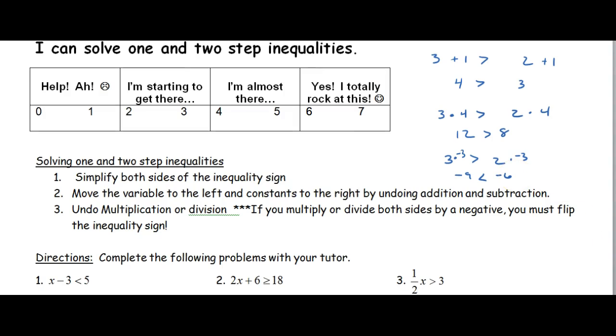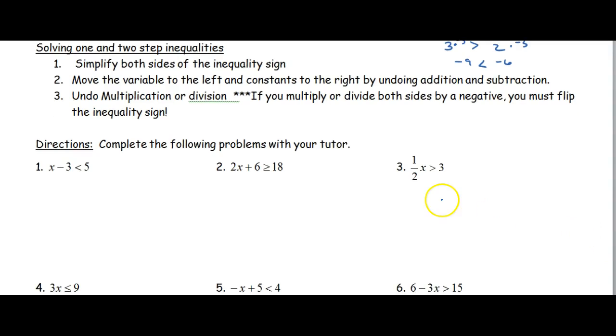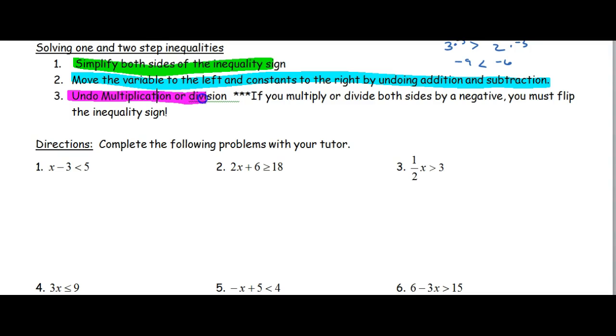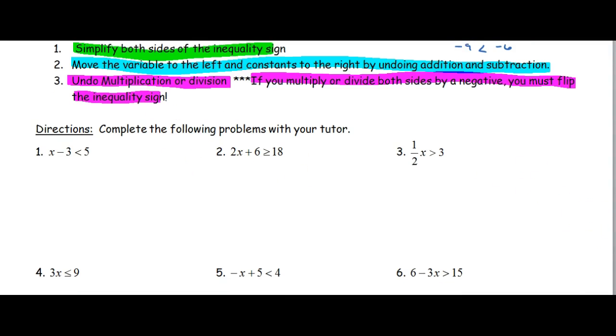So when we solve linear inequalities, it is no different than solving an equation. First step, simplify both sides of the inequality sign. Then, we move the variables to the left and constants to the right by undoing addition and subtraction. Now, again, no different. We're going to undo multiplication or division. But, if you multiply both sides or divide both sides by a negative, you must flip the inequality sign. Okay? So let's look at a couple of examples here.